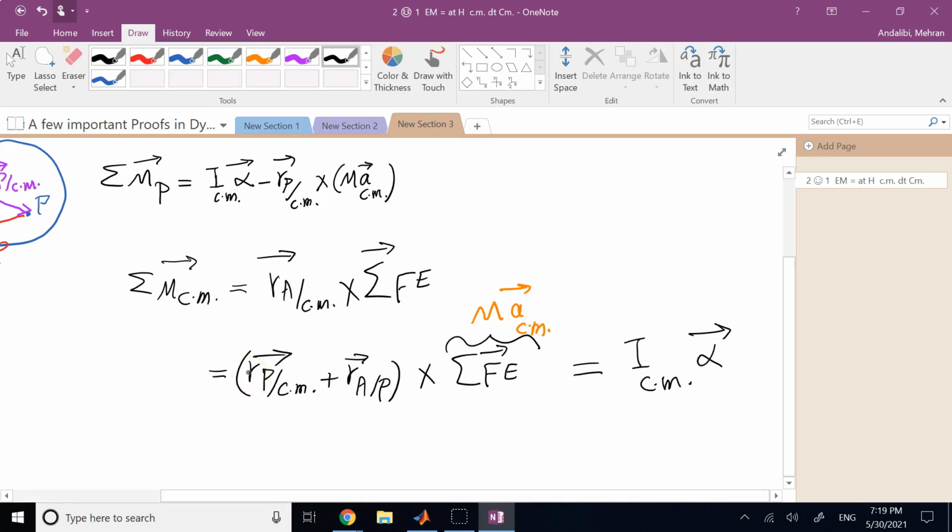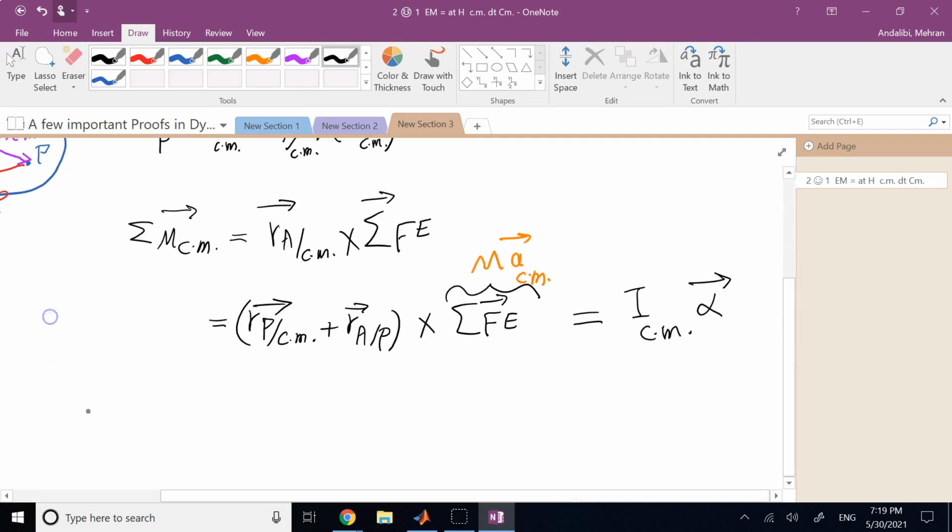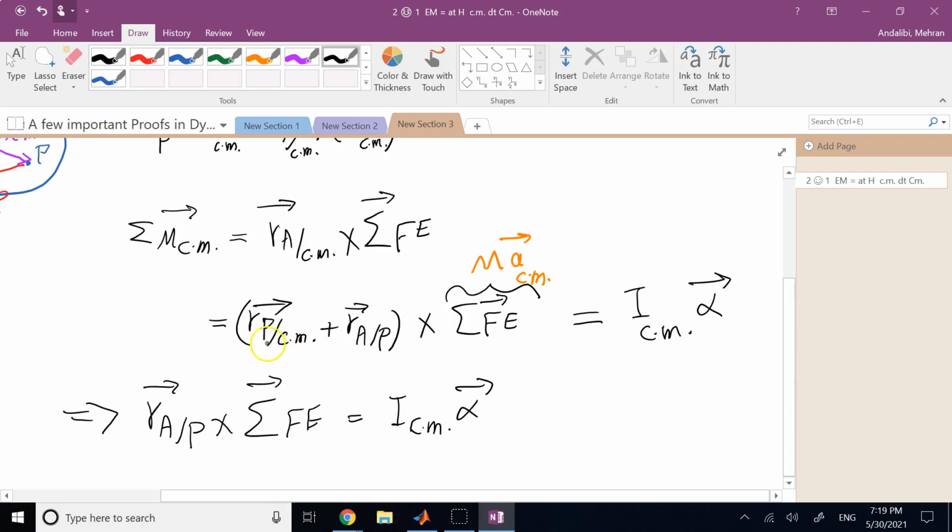So if I expand, I will get what? I will get r of A about P cross summation of external forces is equal to I Cm times alpha, and then this left term, which is r of P with respect to Cm cross external forces, I take it to the right hand side, it becomes negative. And you will get this.